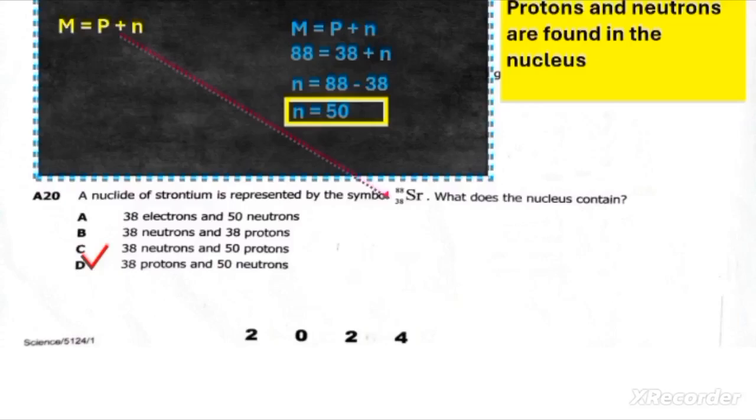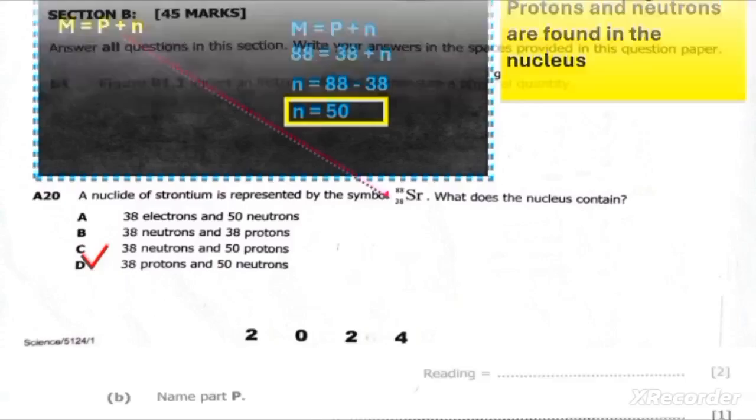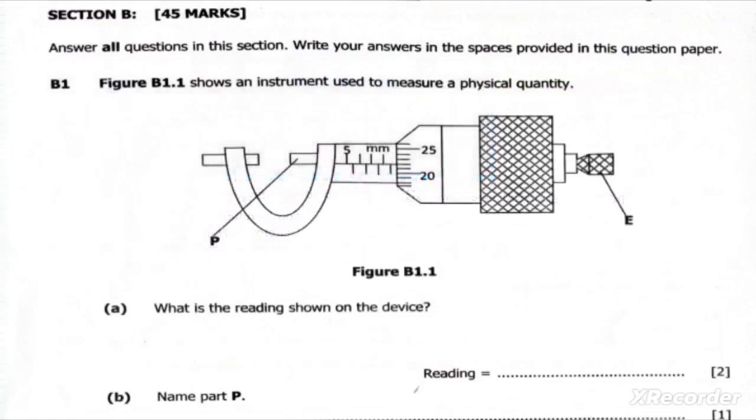Without wasting time, let us now shift to section B. Here we are expected to answer all questions. Question B1. Figure B1.1 shows an instrument used to measure a physical quantity. Question A. What is the reading shown on the device?